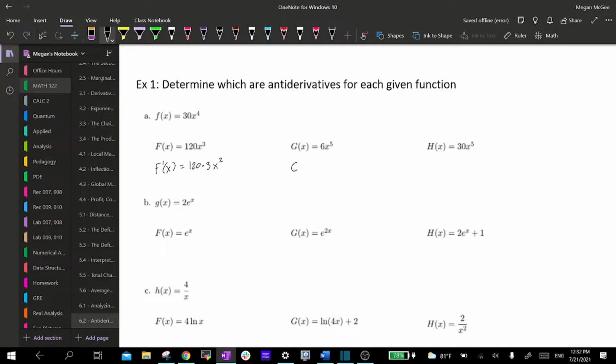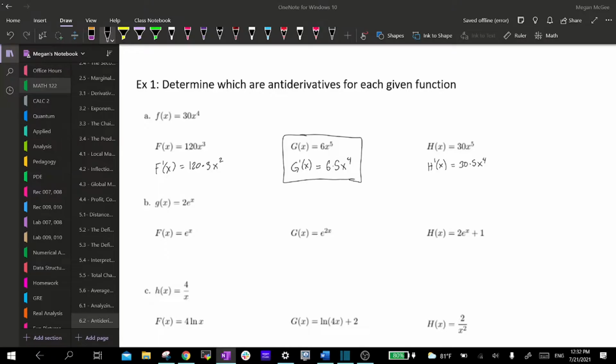Okay, how about g of x? Let's look at g prime of x. Well, we'd get 6 times 5. Okay, that's 30 x to the fourth. Hey, that would work. That gives us 30x to the fourth. Okay? And just for completeness, if we go ahead and look at h prime, we would get 30 times 5 x to the fourth. So close, but not correct, right? So we're going to go ahead and choose this g of x function. So g of x is an antiderivative for f of x for part A.